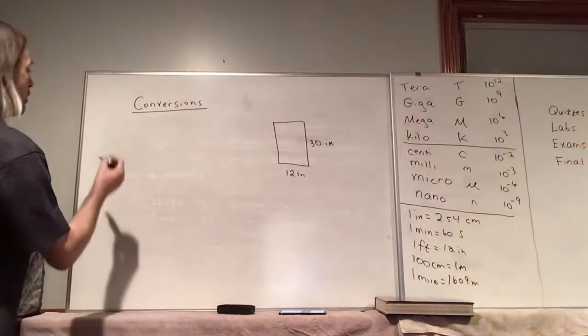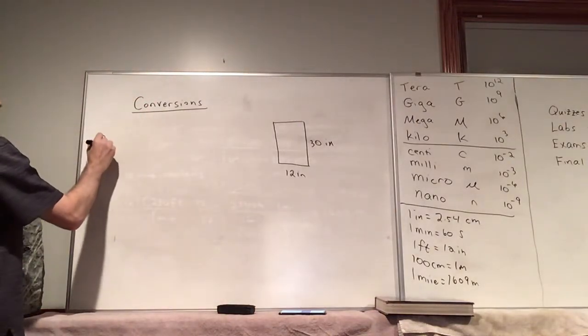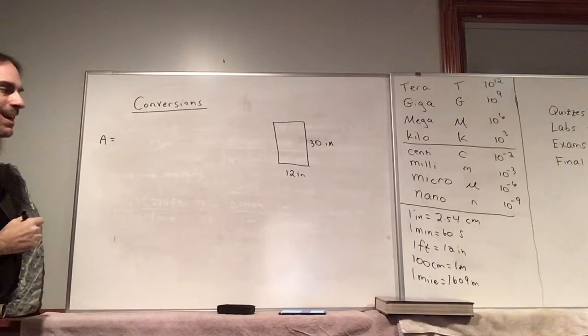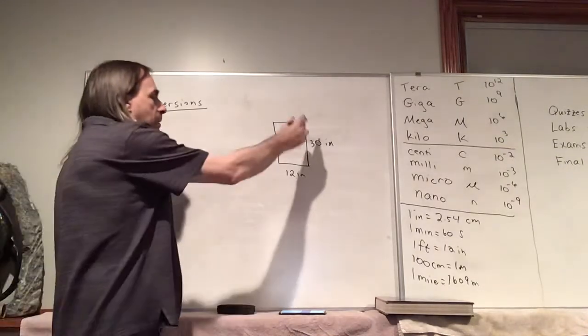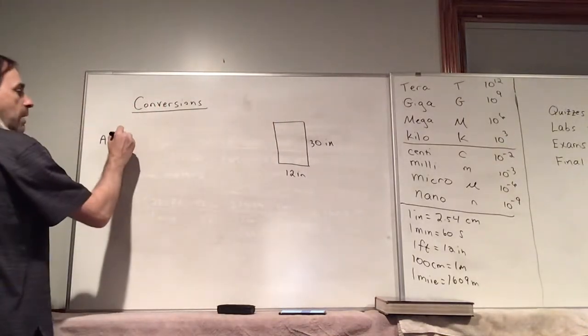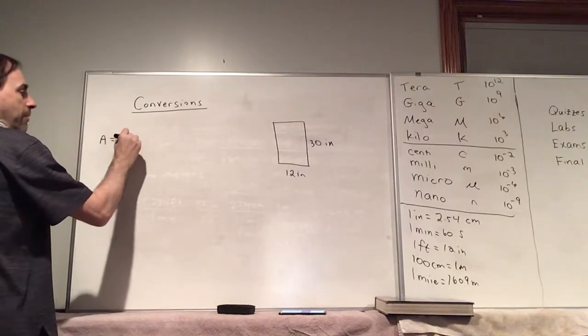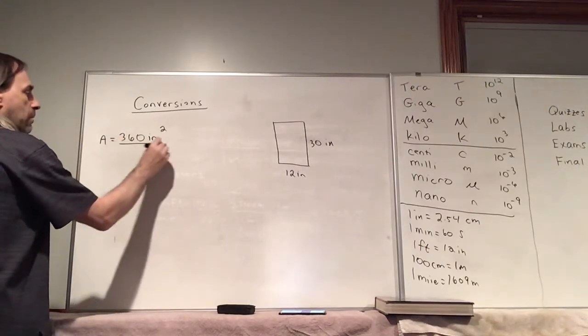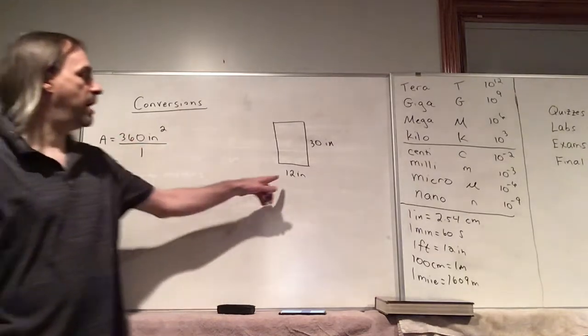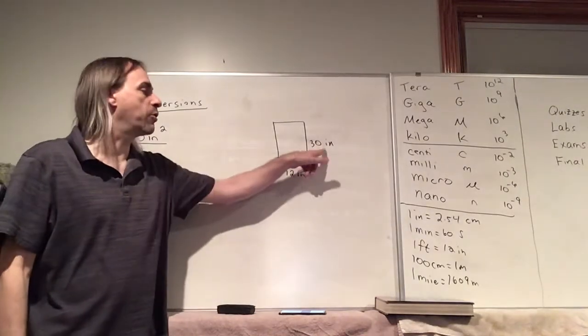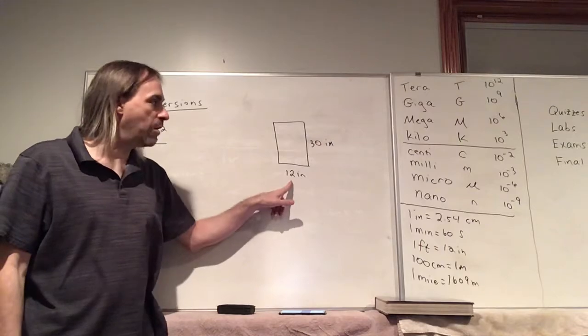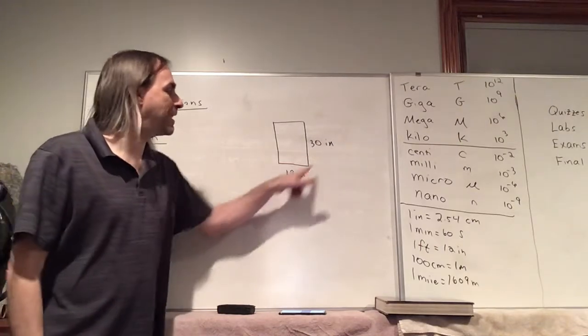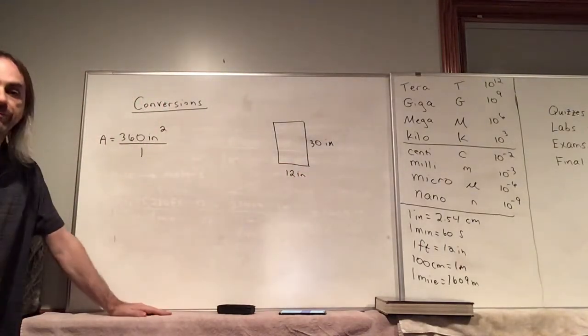So first let's calculate the area. 30 times 12, 12 times 3 is 36. So this would be 360 inches squared. So we're not just doing 30 times 12, we're doing 30 inches times 12 inches. So that's 360 inches squared.